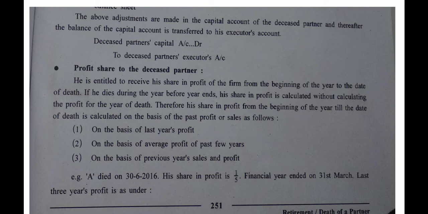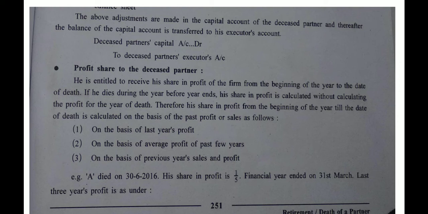So, the theory concepts that we have understood till now, the effects for the same are to be given in the capital account of the deceased partner, is what they say here. And then the amount is to be transferred to the deceased partner's executor's account and the journal entry is also given here. Journal entry is not a part of your question anywhere, but it is important to understand.